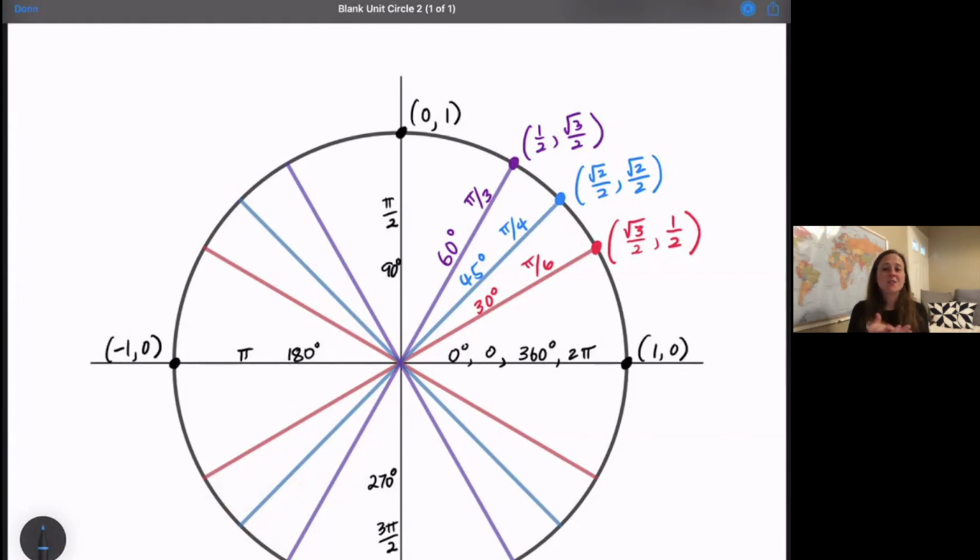All right, so in the next video, we're going to fill out the rest of this unit circle using a little bit of symmetry.